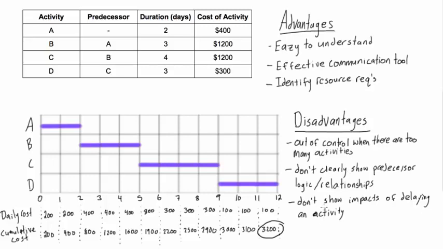And then also the other disadvantage is they don't show the impact of delaying an activity. For example, if I delayed A, would that delay B? Well, probably. It looks like it would, but would it delay C or would it delay D? Well, it doesn't really show exactly the impacts of that as well. So that's what we're going to be using in network diagrams in the coming videos.